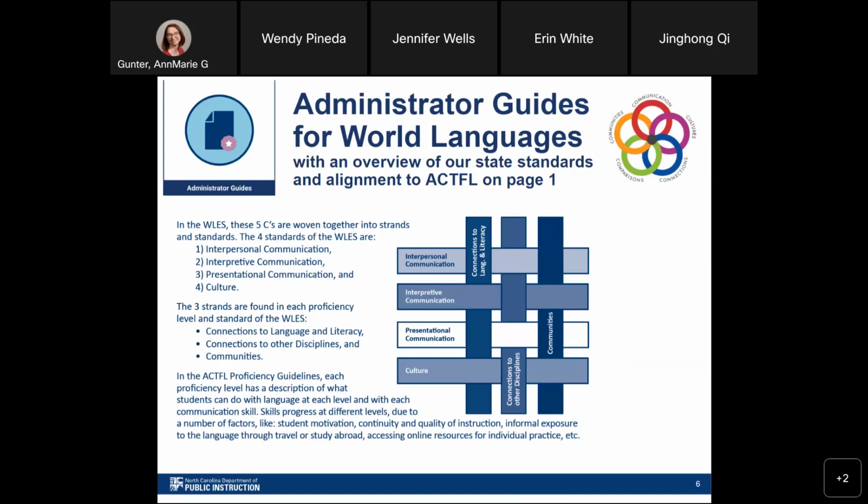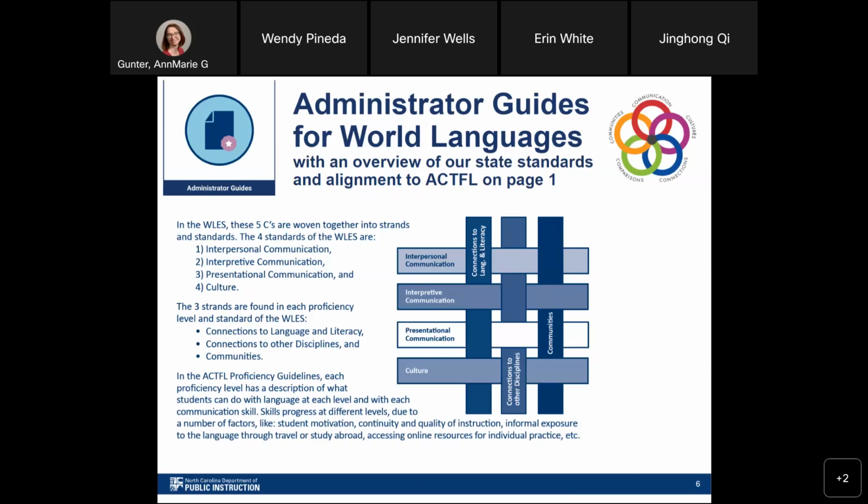One of the questions we often get asked is, how are our standards structured in North Carolina, and how do they align to our national standards? So here you see on the screen, just like you do on the administrator guide you're looking at on page 1, information about our World Language Essential Standards, or WLES. And then there's an alignment to the ACTFL 5 Cs, our national standards. And that's what you see pictured in the upper right-hand corner with those 5 different colored rings. Those are called the 5 Cs.